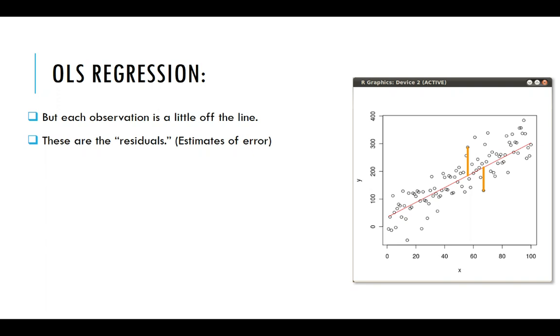Remember that little E sub I term at the end of our equations? The sub I told us that we'd have a little bit of error for each of our observations. Well, that's what we're seeing right here. We have a little bit of error for each of our observations. Some observations are above the line, some are below. Some are positive, some are negative.